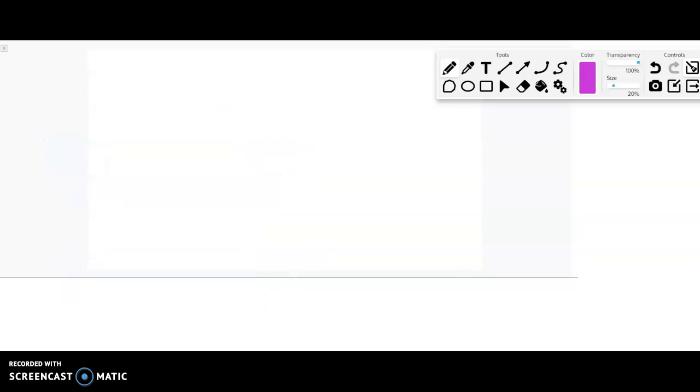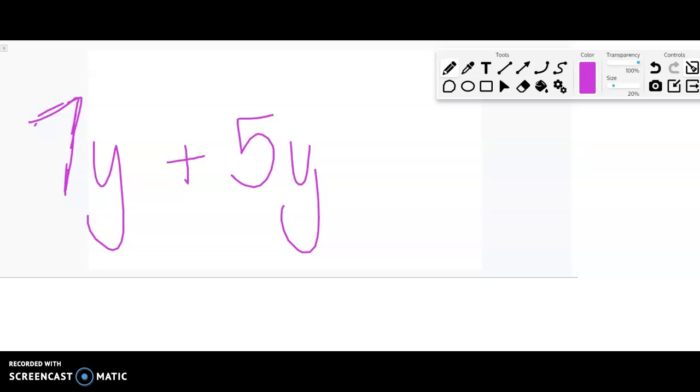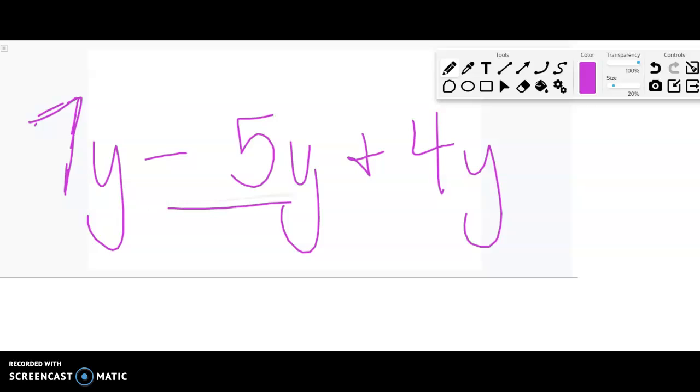Now, sometimes I might have 3 groups, I guess you could say. So I might have 7y plus 5y. Oops, sorry, I was going to actually make that a minus. So I'm going to have 7y minus 5y plus 4y. So I have to make sure that I'm subtracting the right thing and adding the right thing on.